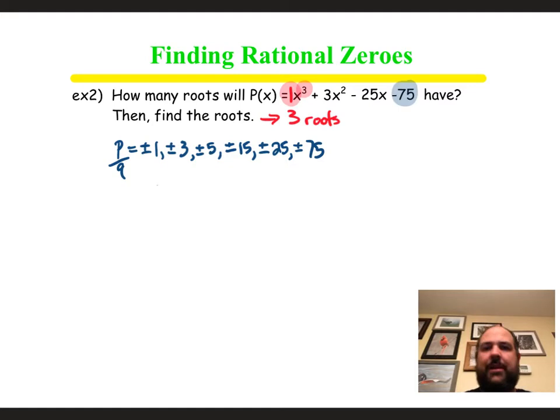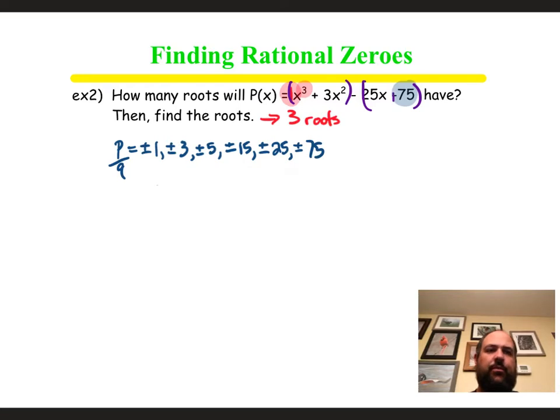And I would go through and I could test using synthetic division, but wait, always check and see, can we factor? And again, x cubed plus 3x squared minus 25x minus 75. Can I factor there? Sure, I'm going to use grouping again. So we put in the parentheses.